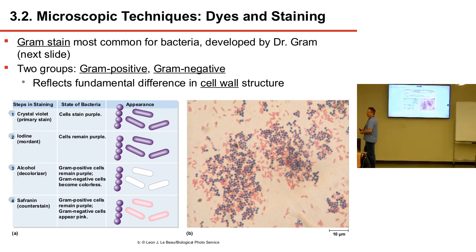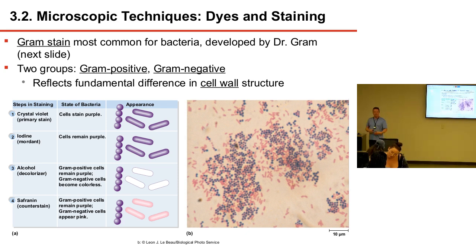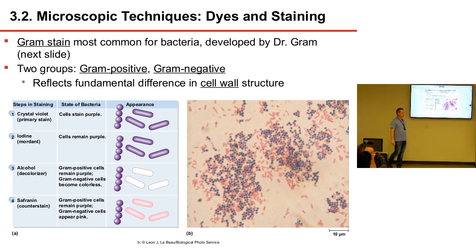The Gram stain is named after Dr. Christian Gram, that we'll see on the next slide. So it's not named after the metric unit of mass, so don't think it's Gram's weight or something. It's actually the person's last name. It's two groups. You're either Gram positive or you're Gram negative.